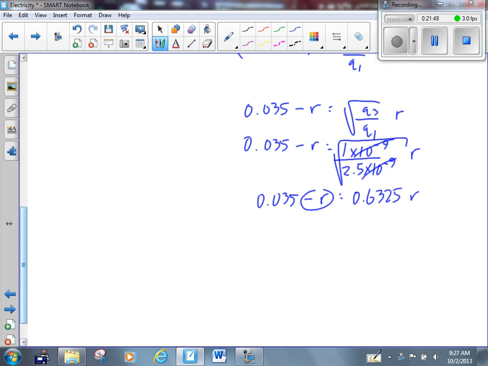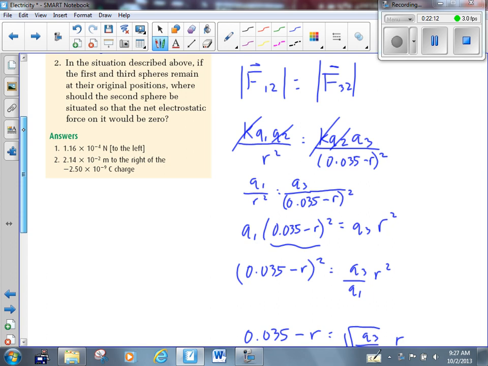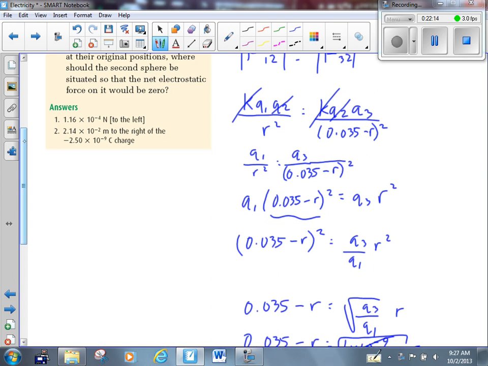Okay, so now let's solve for r by dividing again. 0.035 equals 1.6325 r. R becomes equal to 0.035 over 1.6325. What does that equal? 0.0214 meters. Let's see what we have for an answer here. It says 2.14 times 10 to the minus 2, right? 0.0214 meters.